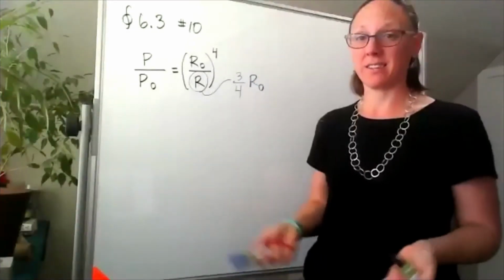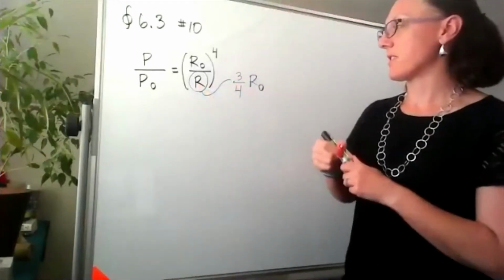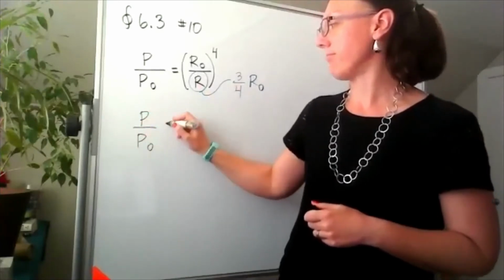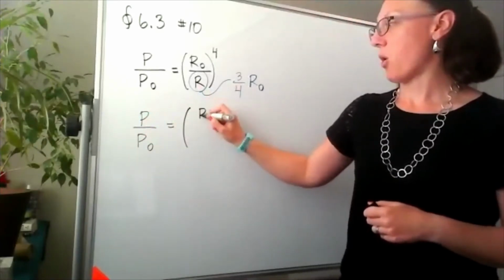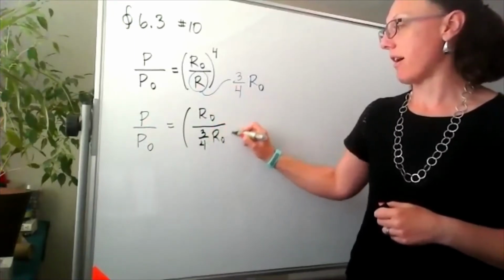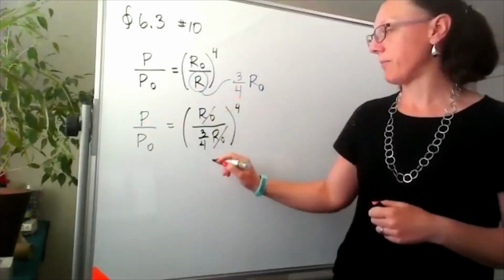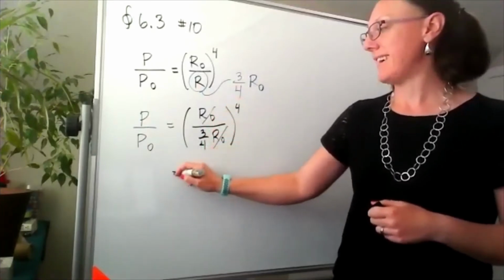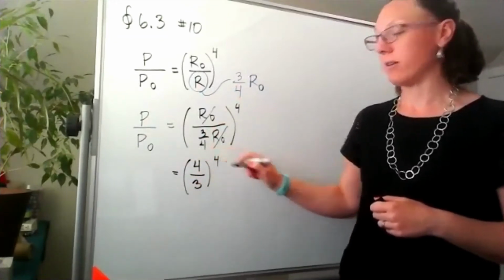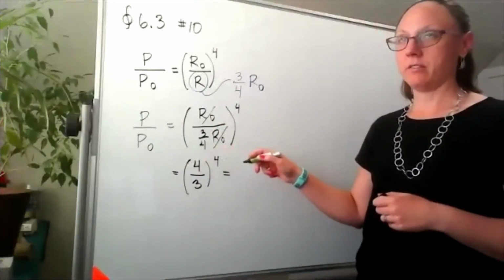And then it basically says what happens. So if I replace this R with 3/4 of R naught, then I'm going to end up with P over P naught is equal to R naught divided by 3/4 of R naught, all raised to the fourth power. Those R naughts are going away, and dividing by 3/4 is the same as calling that a 4/3 to the fourth power. 4 to the fourth.